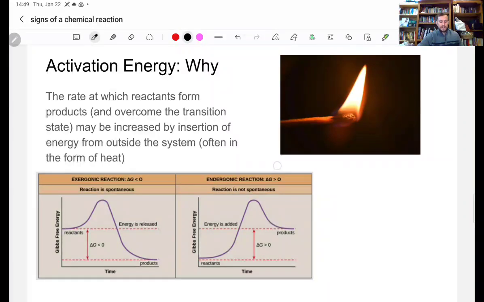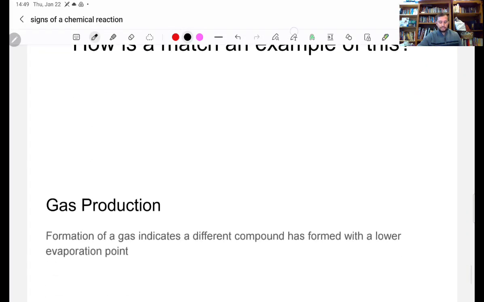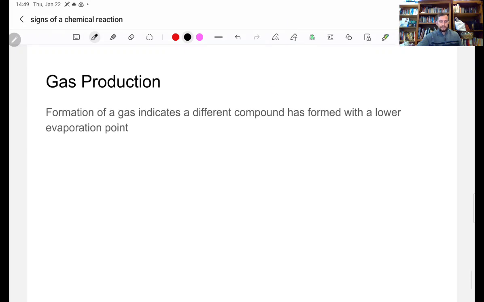Another example of a chemical change is gas production. The formation of a gas indicates a different compound is formed with a lower evaporation point. So like at room temperature and room pressure, certain chemicals are solid, certain chemicals are liquid, certain chemicals are gas. So if there's a chemical reaction, it's likely that you could see a gas when there was no gas before, because different compounds have formed that are gas at room temperature and pressure.